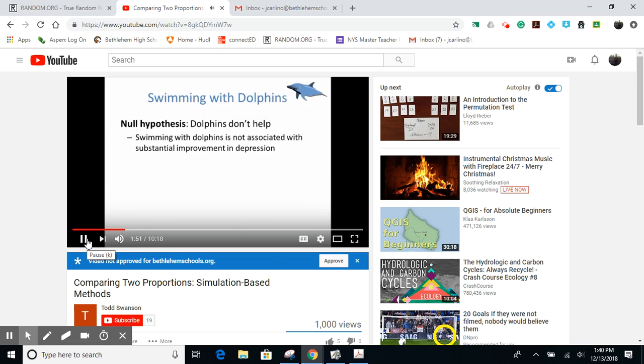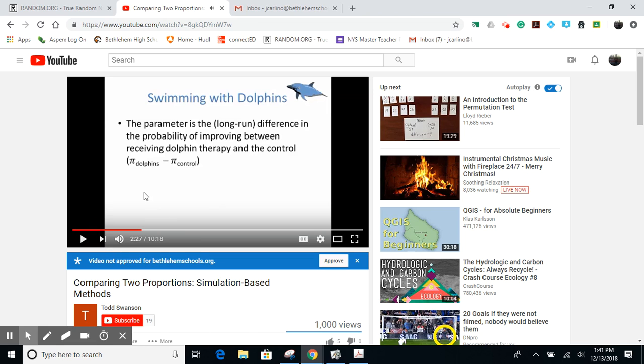Our null hypothesis. You don't have to worry about this part. Does not help. That is, whether or not someone swims with dolphins has no association with whether or not someone shows substantial improvement in depression. Our alternative hypothesis is that the presence of dolphins is helpful. That is, swimming with dolphins increases the probability of substantial improvement in depression symptoms. We can define our parameter of interest as the difference in the probabilities of substantial improvement between the two groups, which we can symbolize with pi dolphins minus pi control.